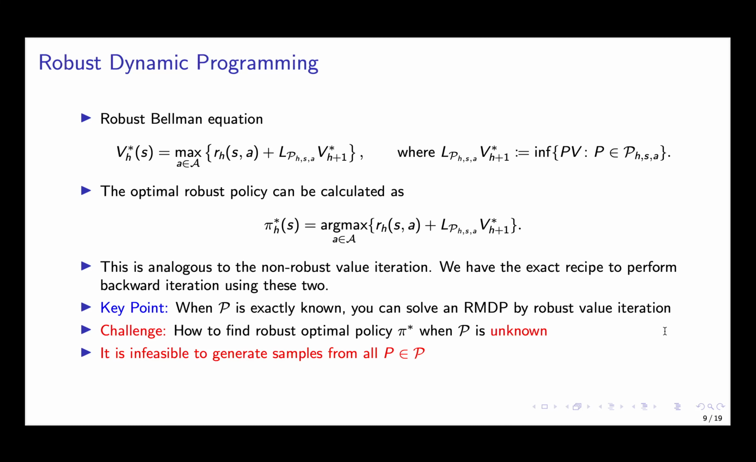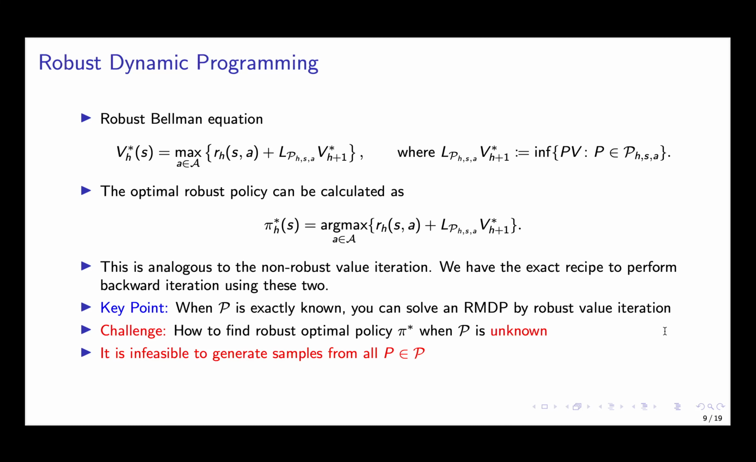Similar to the non-robust case, we have the robust Bellman equation, with which we can calculate the optimal robust policy. In addition, we also have the robust Bellman consistency equation, which is not included here, but you can find it in our paper. It can be shown that the robust Bellman operator also enjoys the contraction property. In addition, the robust infimum operator L has a nice Lipschitz property, which later will be used in a part of the proof.